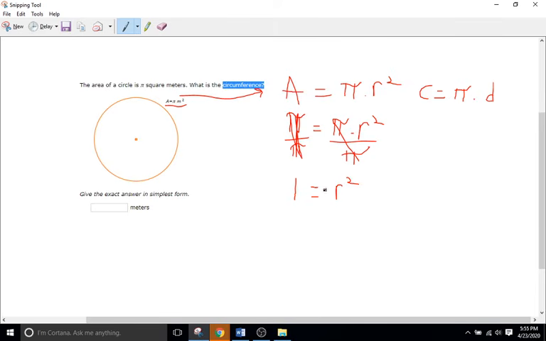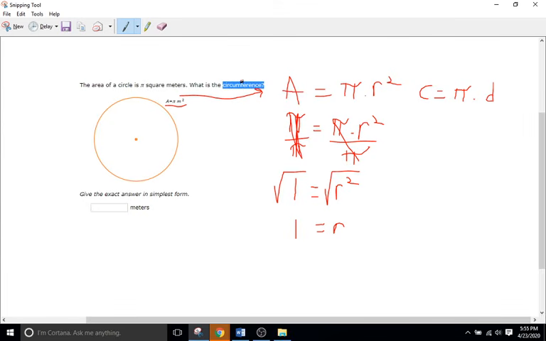Okay? And we square root both sides. Square root of r squared is just r. And square root of 1. What times what is 1? Well, 1 times 1 is 1. That's an easy one. So square root of 1 is just 1. So our radius is 1. Okay? Do we have our answer? Definitely not. We're about halfway there.